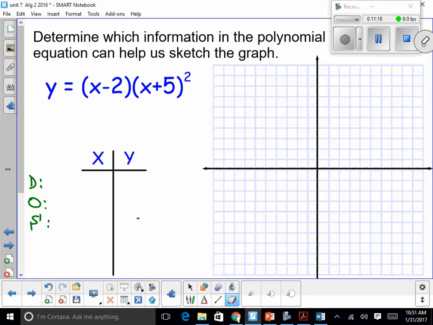All right, what comes after that? We need the roots. And the y-intercept.